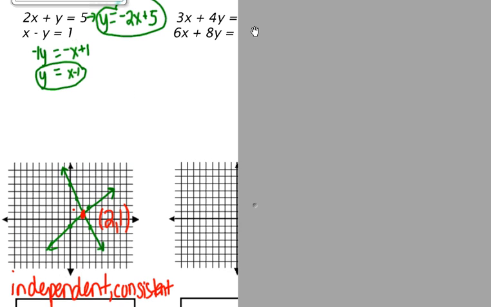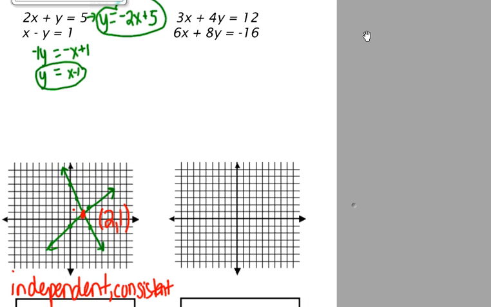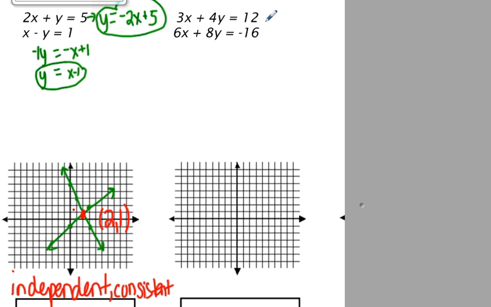The next example we're going to look at, we've got the system of equations 3x plus 4y equals 12 and 6x plus 8y equals negative 16. We have the same goal with this system as we did with the last. We're going to graph both of these equations by first placing them in slope-intercept form, and next we're going to look to see if they have a solution or a point of intersection.